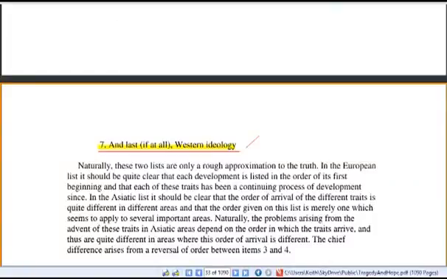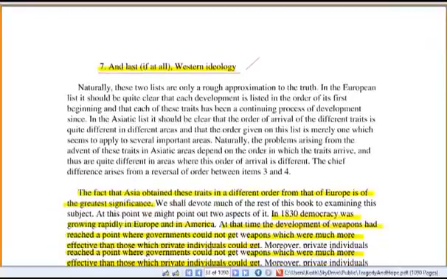In the European list it should be quite clear that each development is listed in the order of its first beginning and that each of these traits has been a continuing process of development since. In the Asiatic list it should be clear that the order of arrival of the different traits is quite different in different areas and that the order given on this list is merely one which seems to apply to several important areas. Naturally, the problems arising from the advent of these traits in Asiatic areas depend on the order in which the traits arrive, and thus are quite different in areas where this order of arrival is different.